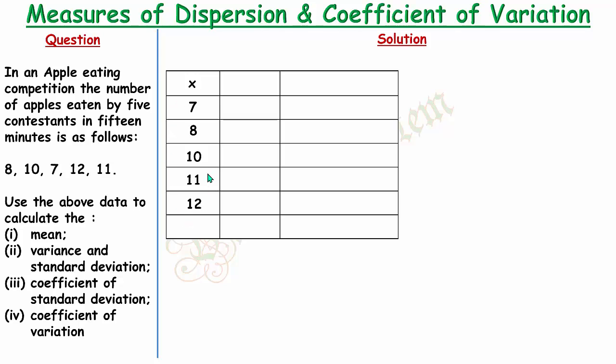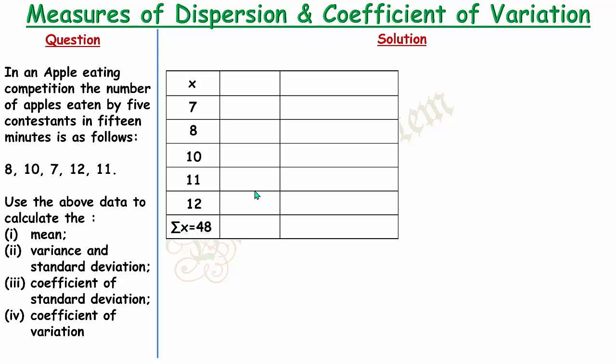The next thing to do is to sum up this column, because I don't have any contestant that eats more than once, so they just have the opportunity of eating once within the span of 15 minutes. So had it been we have 2 contestants that ate 7, or something of that nature, but in a nutshell, I don't have a frequency column. Each of the data occurs once, so I don't need a column for frequency. So all I need to do is to sum up the content of the first column. So 7 plus 8 plus 10 plus 11 plus 12 equals 48.